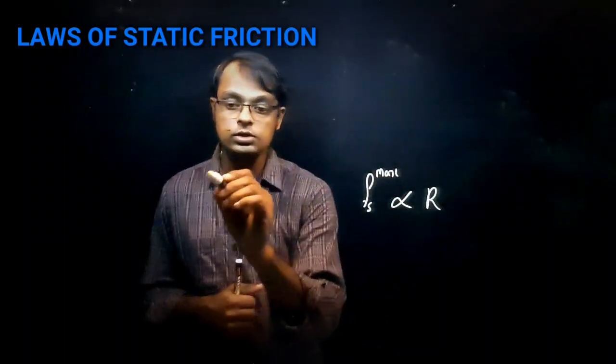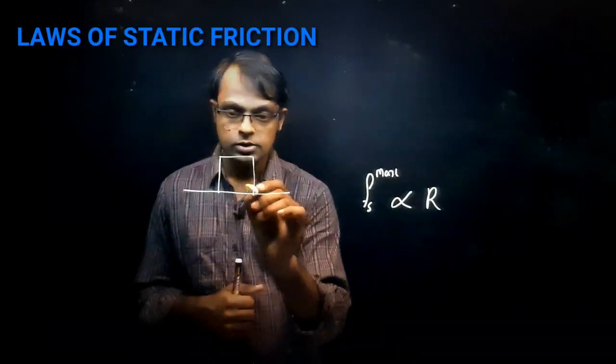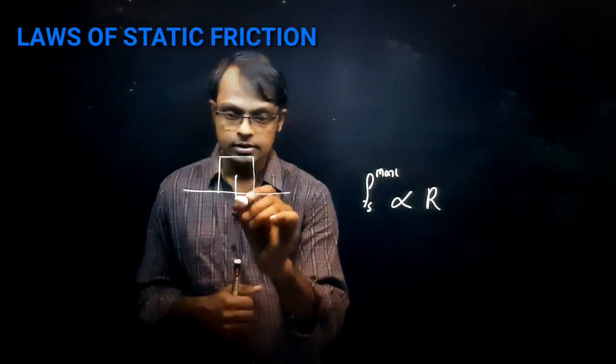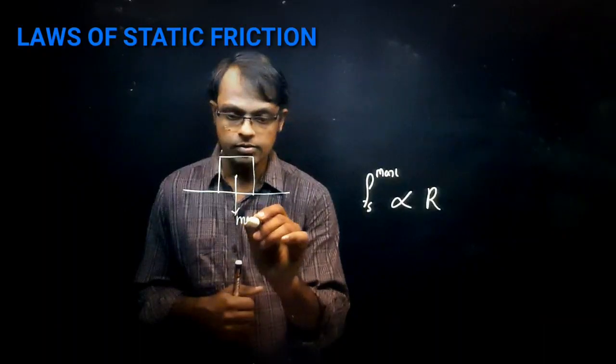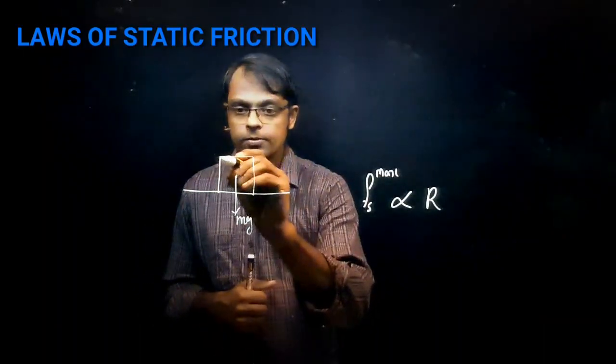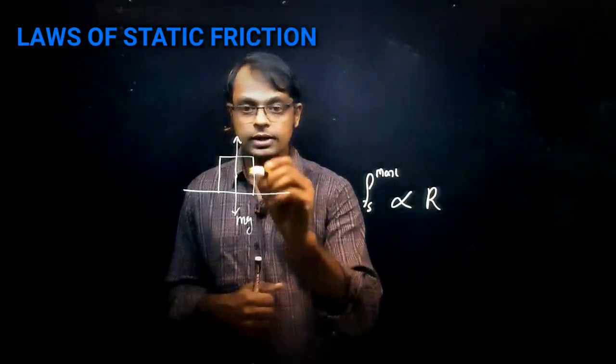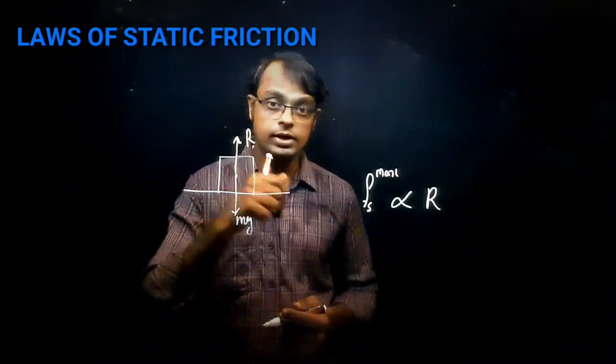As you already know, what is a normal reaction force? This is a body which is on the surface, right? The force acting here is mg, acting vertically downward. According to Newton's third law, there will be an equal and opposite force acting upward, and that is called the normal reaction force.